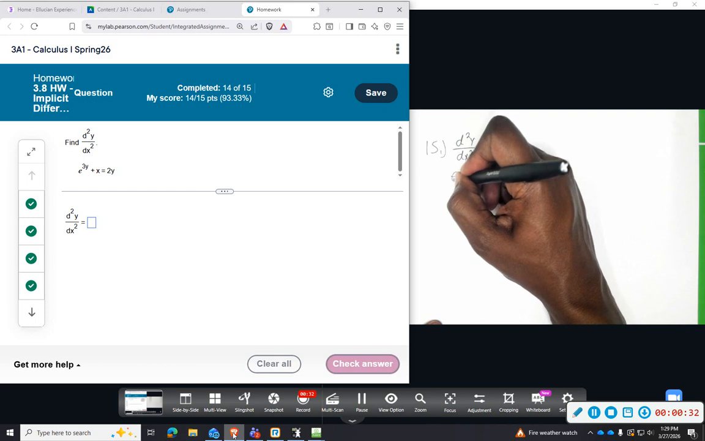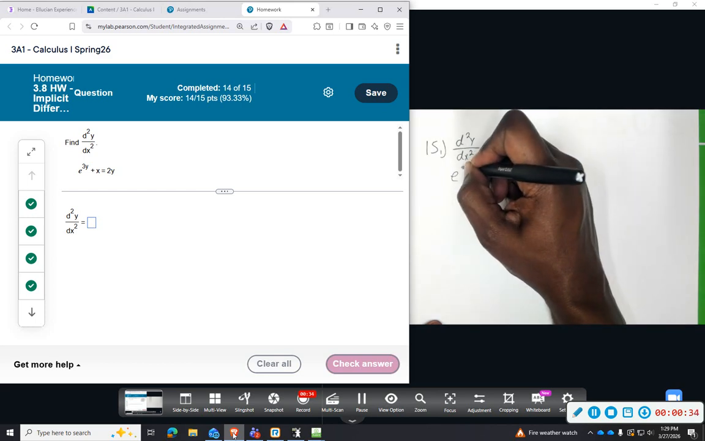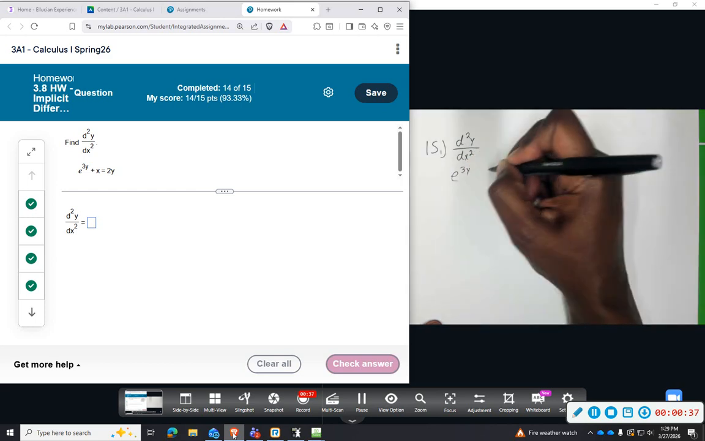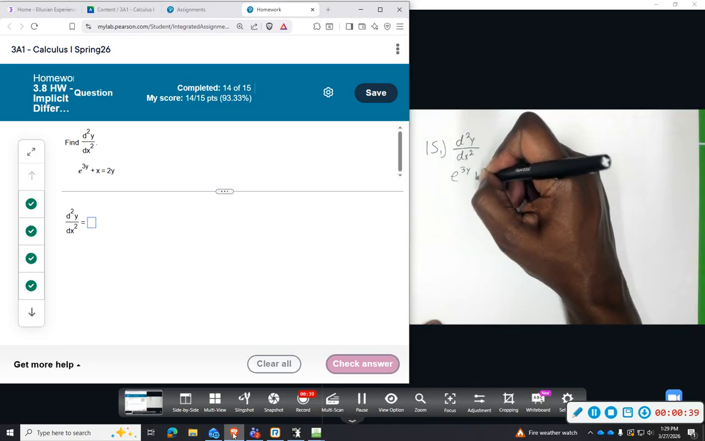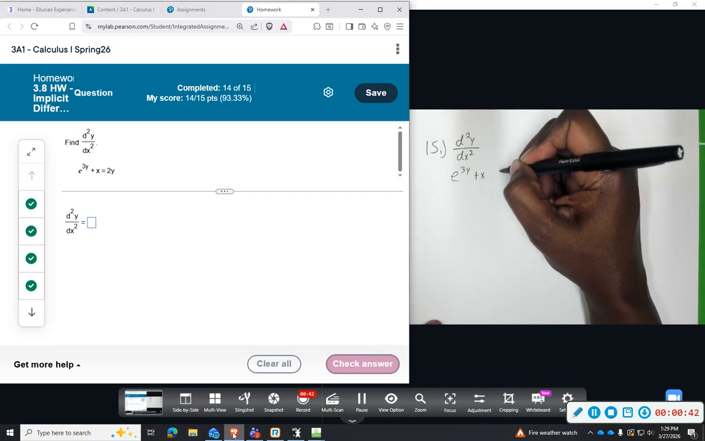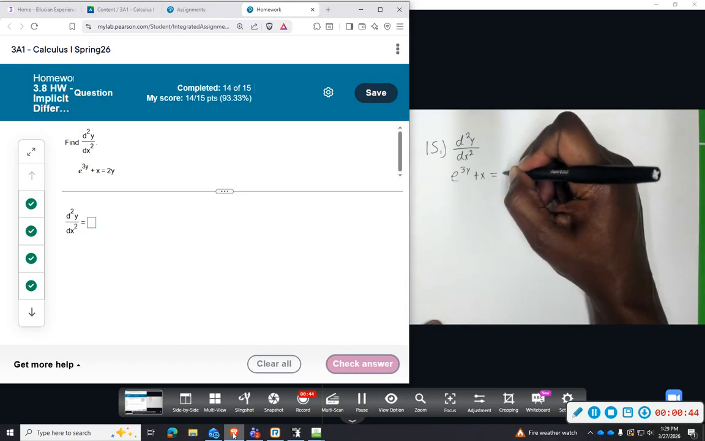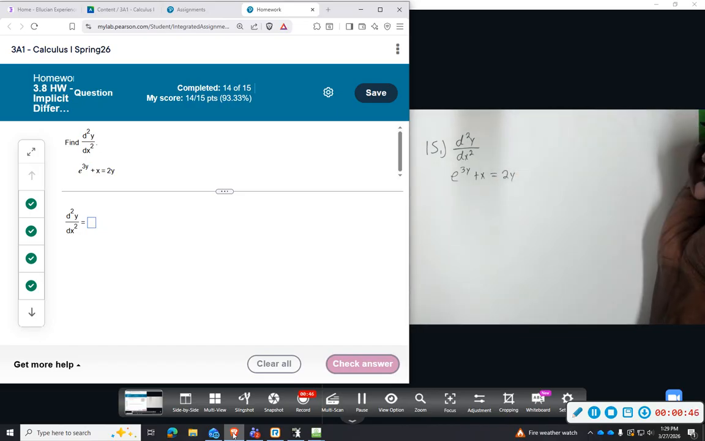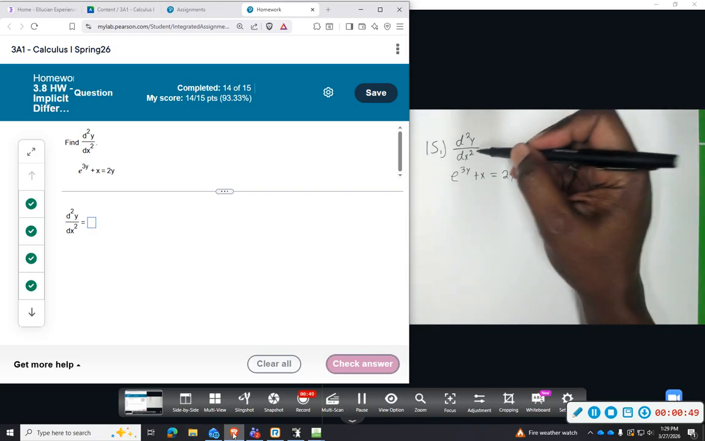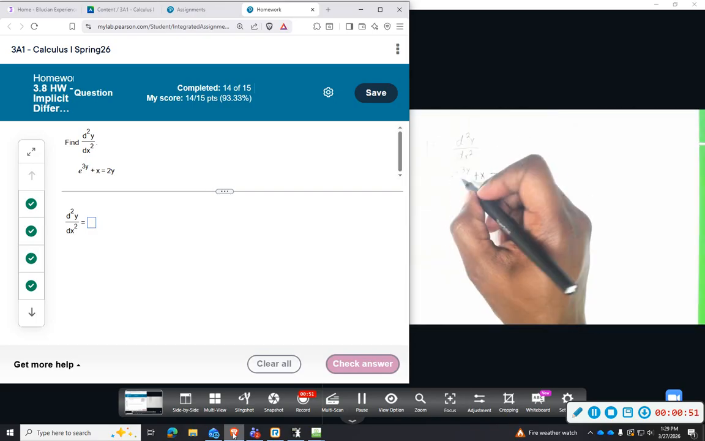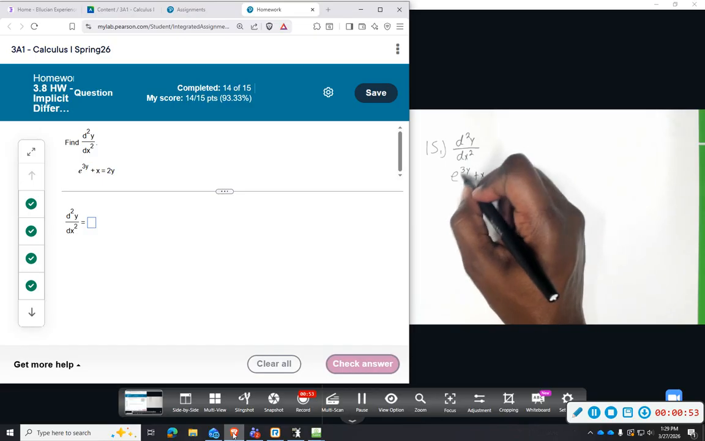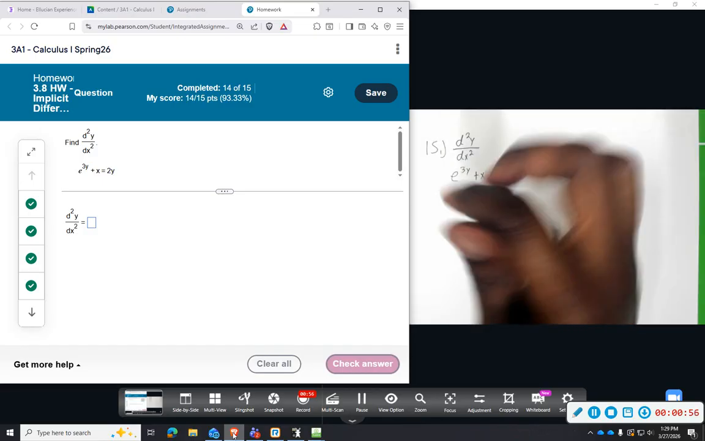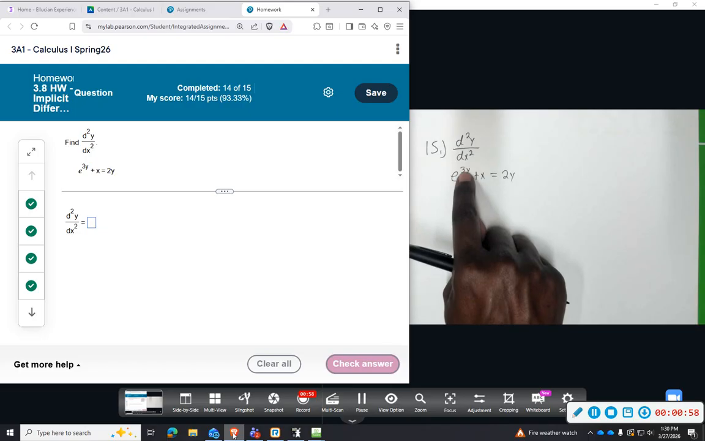So e to the 3y plus x equals 2y. And I don't think it'll be that bad with this problem. Okay. So we're doing the derivative with respect to x. So when we do the derivative of e to the x or e to the whatever, we get the same thing. But since we have something other than just a single variable, we're going to have to do the derivative of the power, kind of like the chain rule.